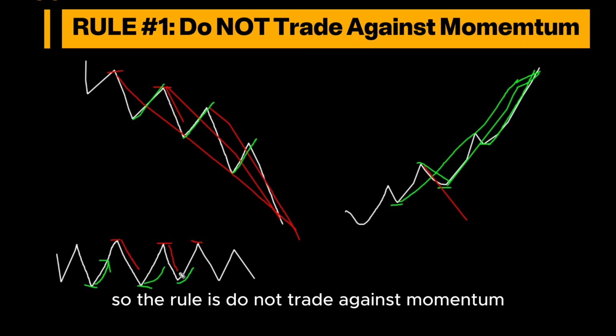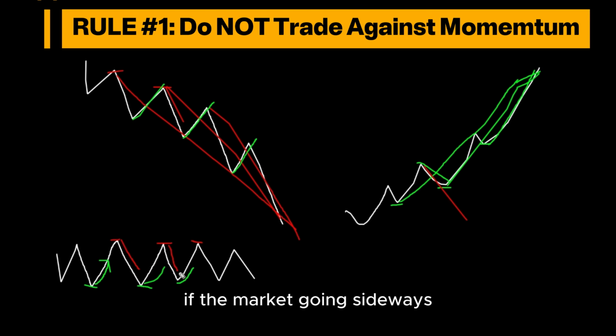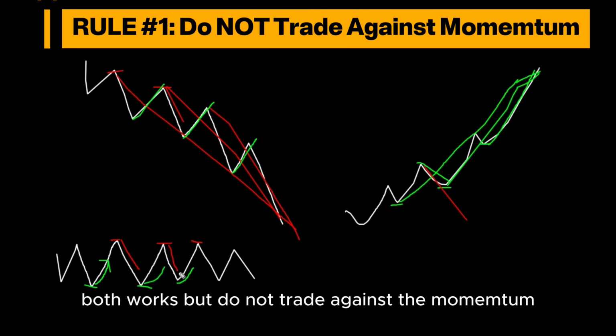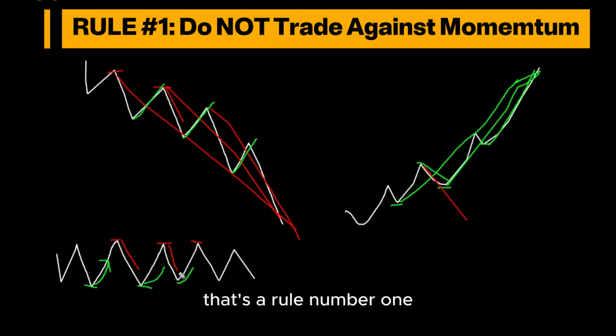So the rule is, do not trade against momentum. If the market is going sideways, it's okay to trade both ways, long from the bottom edge of the range or short from the top of the range. You should be able to find the trade entries short to take into the range. Both work, but do not trade against momentum. That's rule number one.